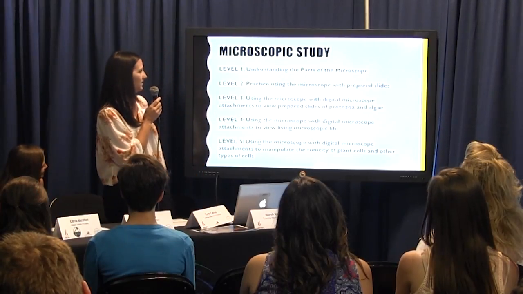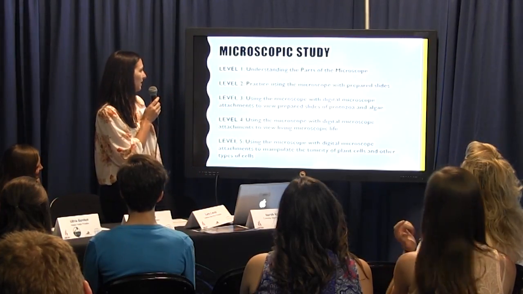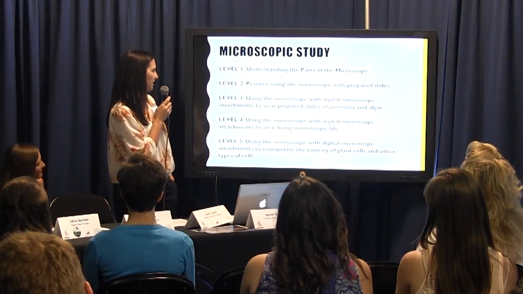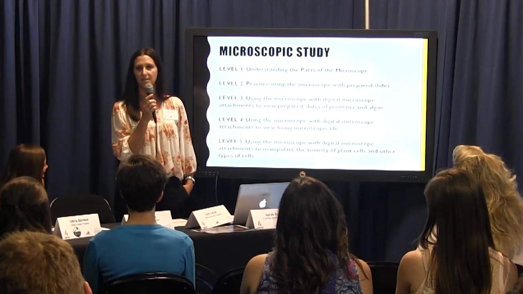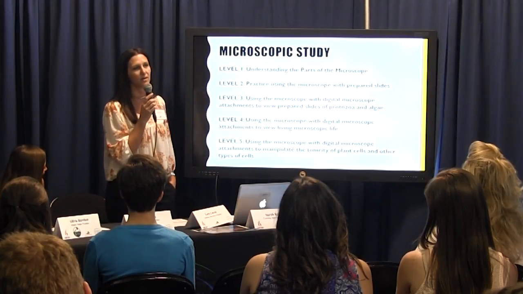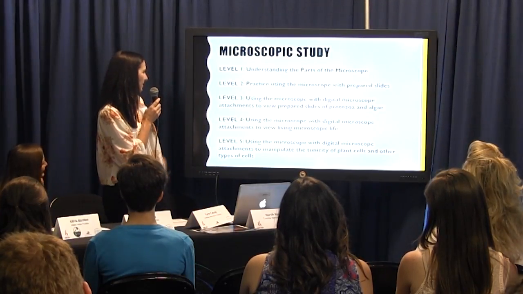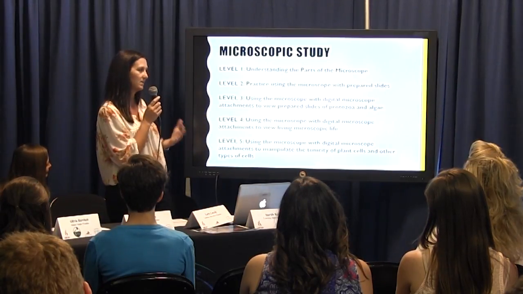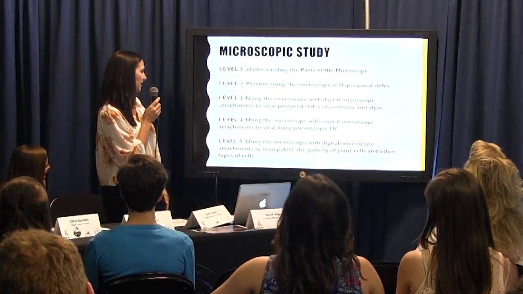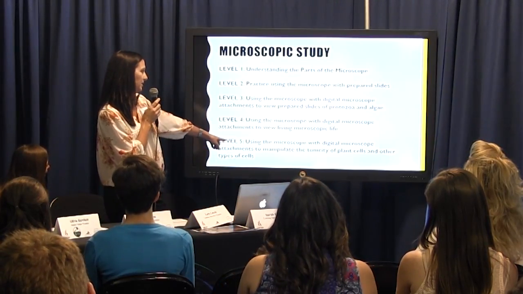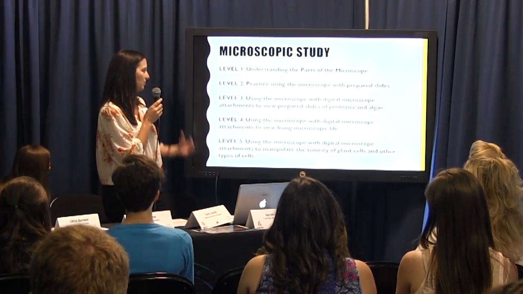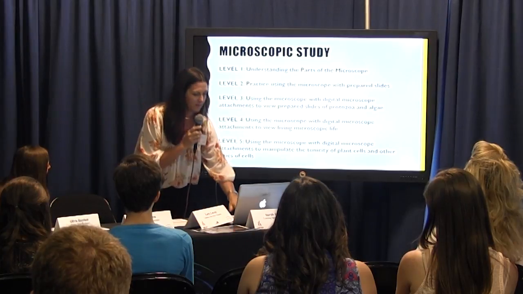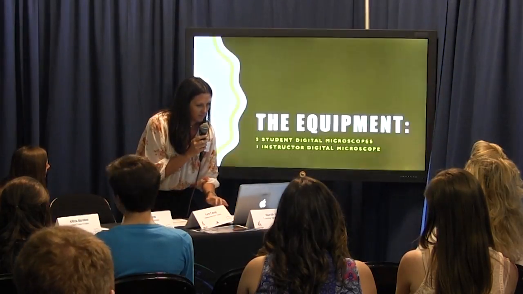The first level was understanding the parts of the microscope. Level 2 was just practicing using it with prepared slides. Then we moved on to look at prepared slides of protozoa and other algae. And then level 4 was using the microscope to look at living things and being able to use it correctly. And then using the new digital microscope attachments to maybe play around with plant cells and tonicity and some stuff they've learned from general biology.